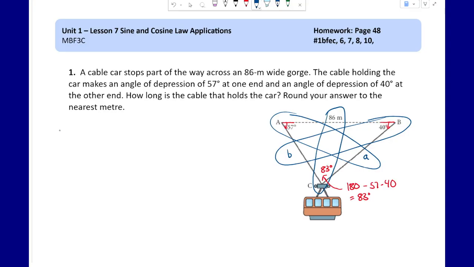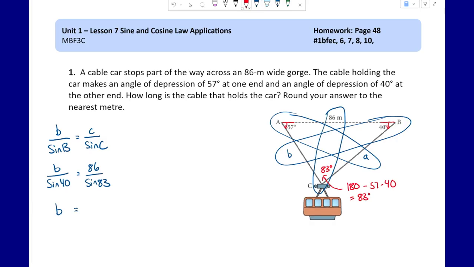It doesn't matter which one we start with, but remember, when we're using our formula, we put the side length on top. So little b over sine B equals, we have to use C because that is the one full pair we do have, over sine C. So side B we don't know. Sine B, or sine of 40, is equal to 86 over sine 83.